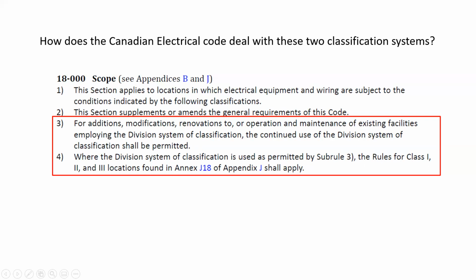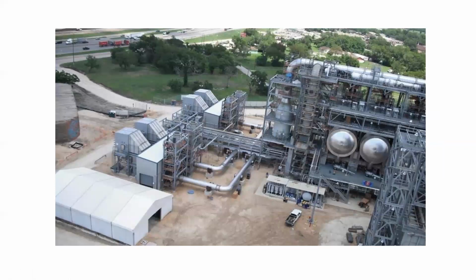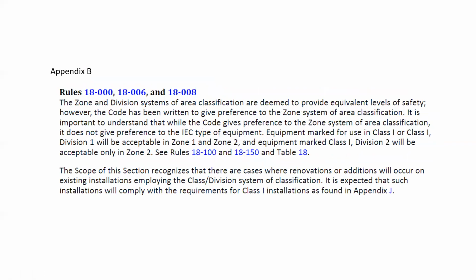So Appendix J provides an entire archived portion of the older class and division type of classification for HazLoc installations. We even have a little citation here in Appendix B, and it indicates that yes, zone and division systems are deemed to provide equivalent levels of safety. However, it says the code has given preference to the zone system.